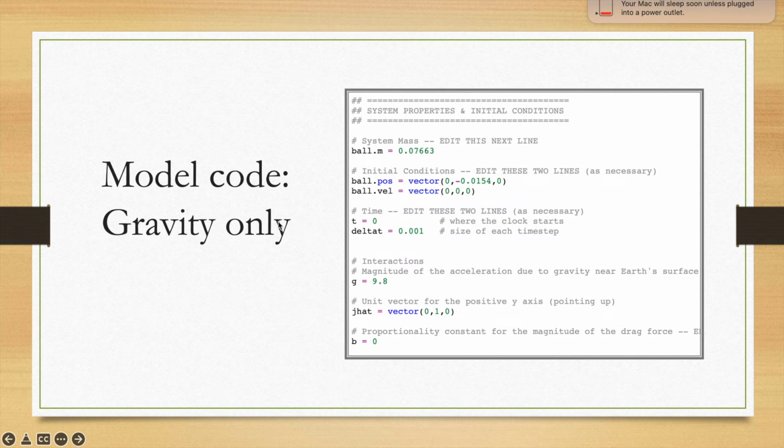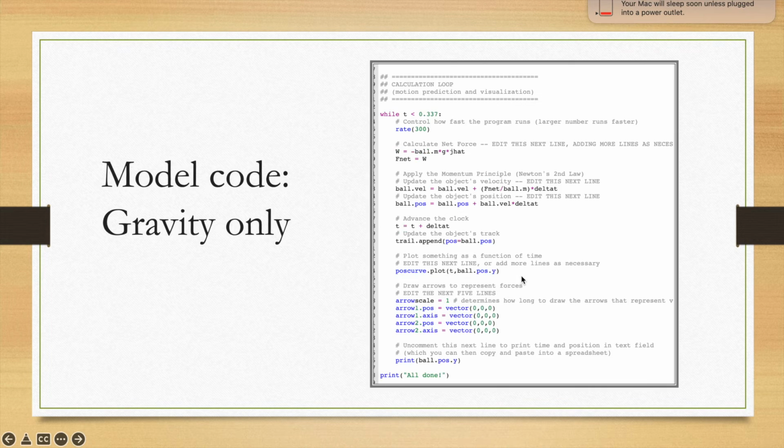For our gravity-only model, we consider the ball.m to be 0.76, that's just the mass of the oatmeal cup, and the initial position we just got from Tracker. Delta t is just the regular timestep of 0.001 seconds. In the gravity-only model, we consider weight to be our only force. Weight is equal to minus ball.m times g, times j hat, that's just the force of gravity going downwards. Here we have our position update and velocity update formulas, and we can see that F net is only W for this model.